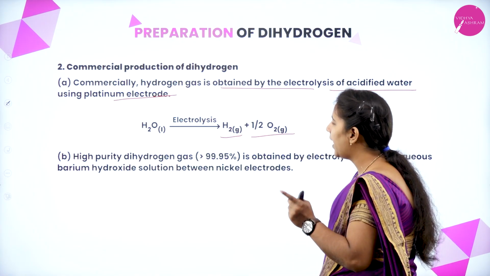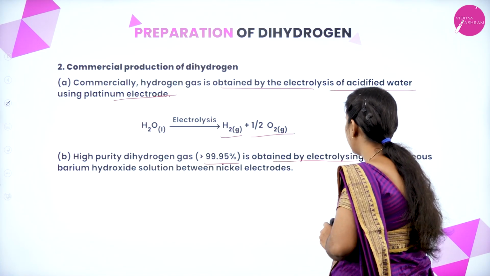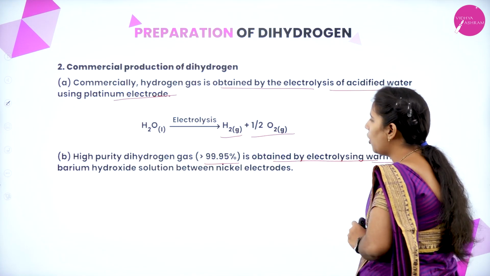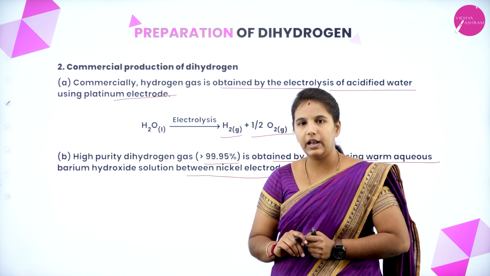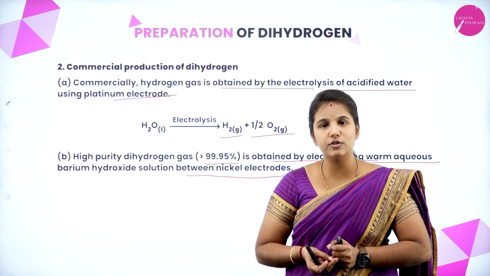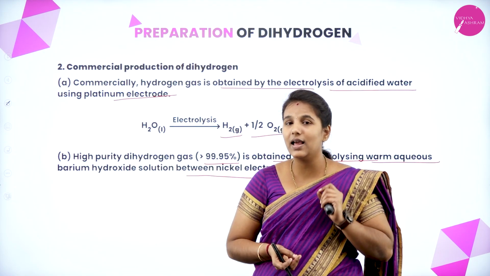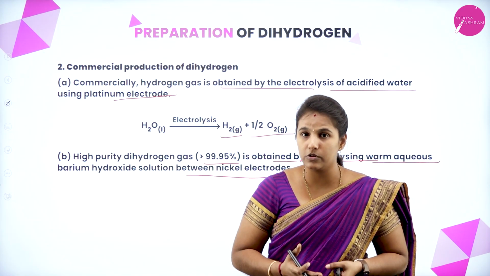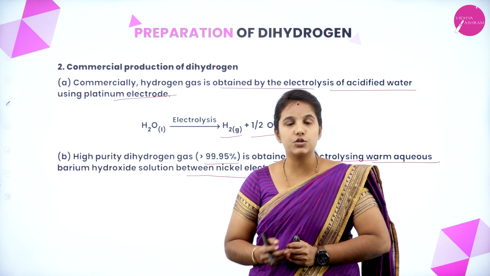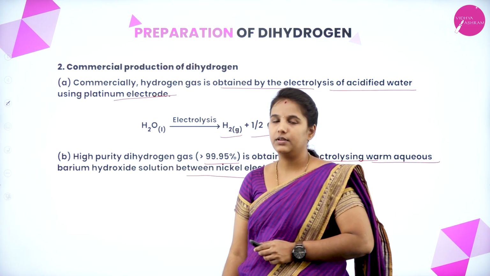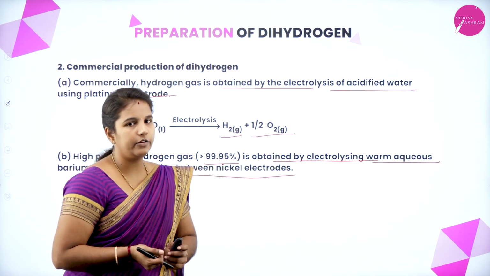High purity hydrogen gas, around 99.95%, is obtained by electrolyzing warm aqueous barium hydroxide solution between nickel electrodes. So we can easily prepare hydrogen gas by using barium hydroxide and nickel as electrodes by the electrolysis process. During this process, we can obtain 99.98% pure hydrogen. So these are the two commercial ways to prepare dihydrogen.